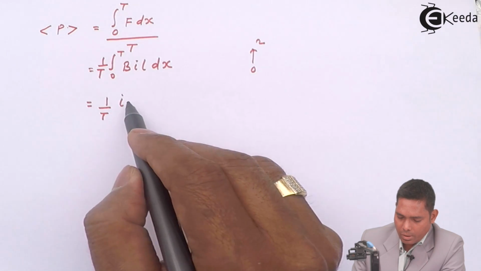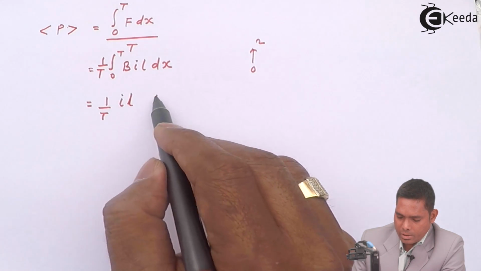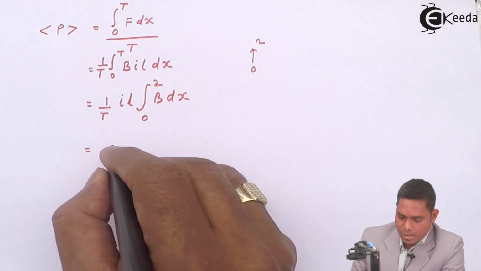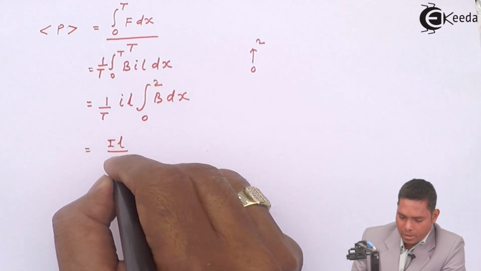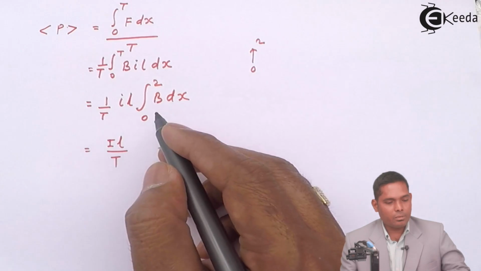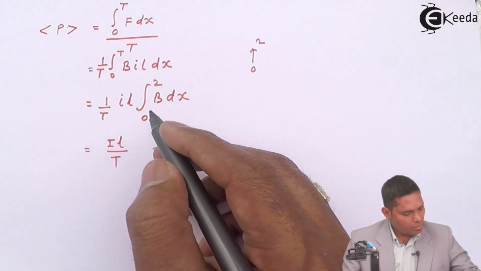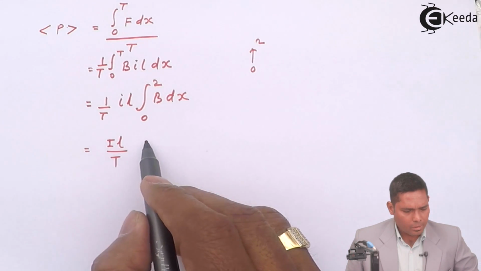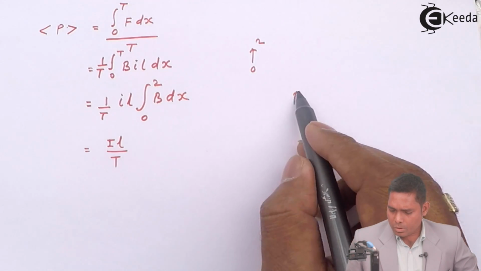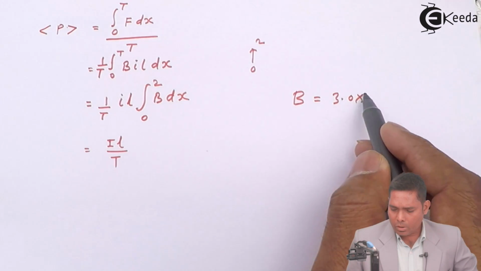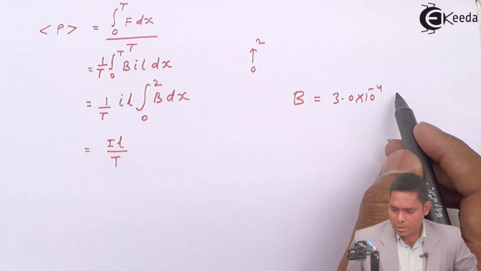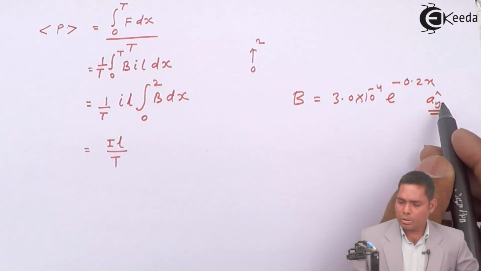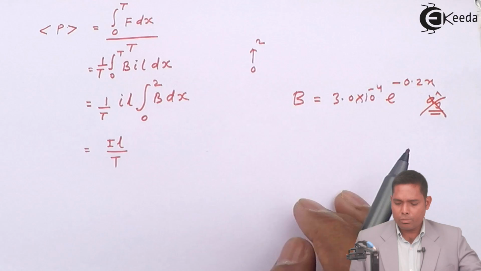I is constant, L is constant, then B dx integrated from 0 to 2. Then IL by t will remain as it is, and B is given in the question as 3.0 times 10 raised to minus 4, e raised to minus 0.2x, a_y. This is the unit vector, there is nothing to do with it now. We don't have to take this because we have already calculated everything.